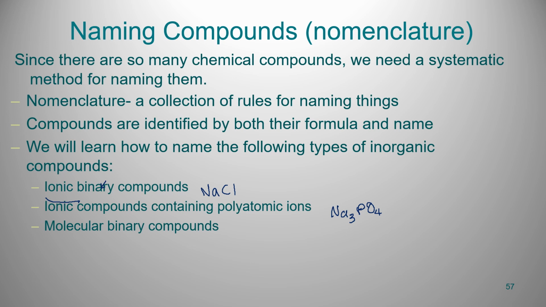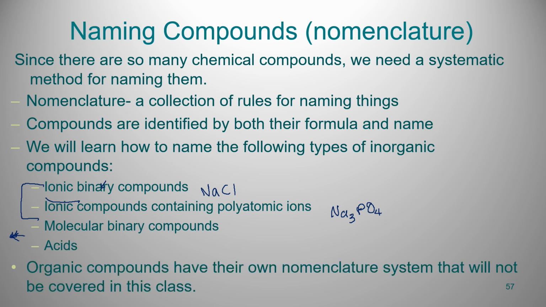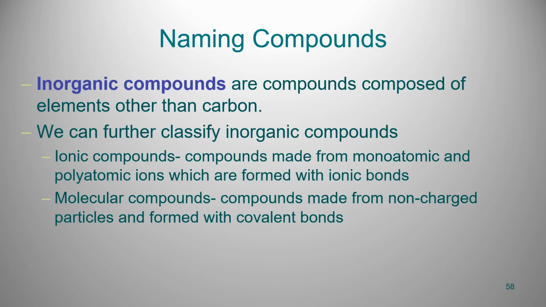So there are two different systems. There's the ionic system, which is one naming system, which is what we're going to do right now. And then there's the molecular system, which is its own system, and we're going to do that last. Like I said, organic compounds have their own nomenclature system that will not be covered in this class, and you don't need to know that system.